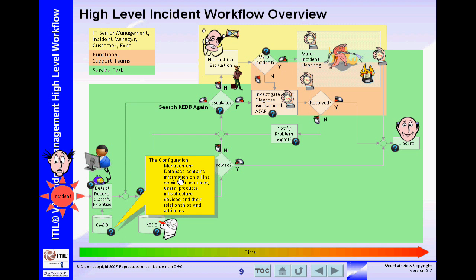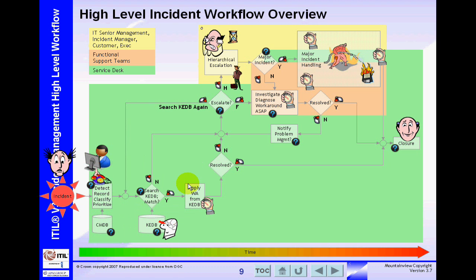The CMDB contains information on all services, customers, users, products, infrastructure, devices, etc. If we can verify the user's information, we may be able to get to a resolution much quicker than if we did not have this information. Once we understand more about the user and the type of problem or incident that they're having, then we can search the known error database to see if we can find a match.